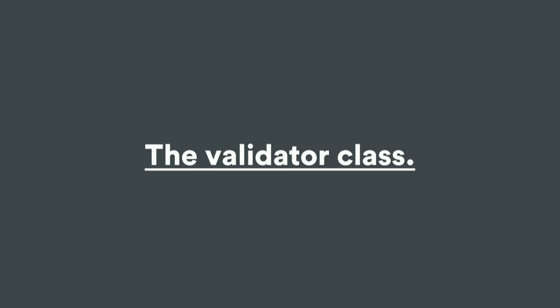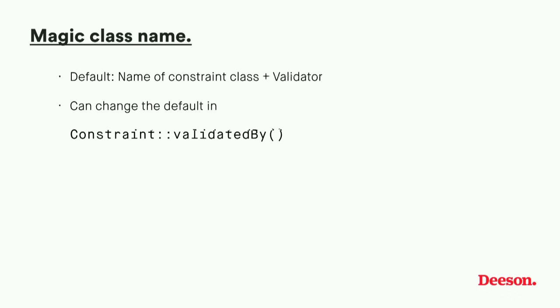So now we get to the validator class. This is the harder part, and this is coming from Symfony. So they have a magic class name. By default, whatever you name your constraint, add validator to that, and that's the name of the class you need to have for your validator. But you can change it. You can change it in the validated by method that you can add to your constraint.